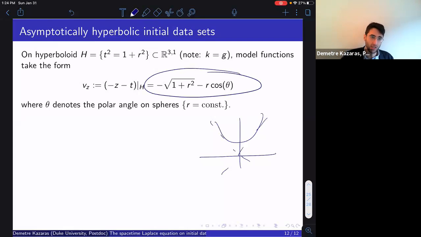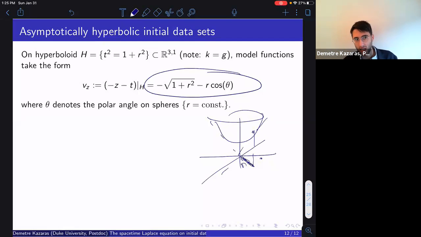On the hyperboloid, you can write this function as negative square root of 1 minus r squared. So here the r is in the base. This is the hyperboloid. And when I say r as a coordinate on the hyperboloid, I'm talking about this r, the r in the xyz plane, the t equals 0 slice, minus r times cosine of phi, where phi is the distance on the sphere to the North Pole. The physicist's phi.